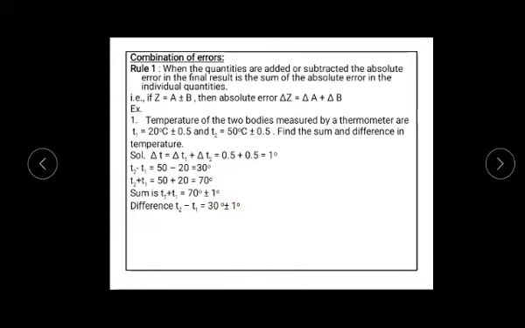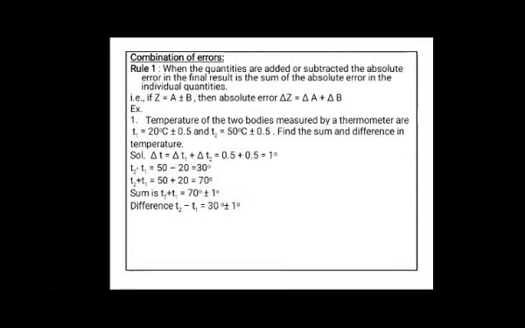Otherwise what would have happened? If you write the difference, 50 minus 20 is 30. Fine. Then 0.5 minus 0.5 will be 0. While measuring it has error, but when you are finding this difference, that time no error. It is meaningless. That's why according to the rule, whether you are adding the terms or subtracting the terms, error should always be added. This is the first rule.